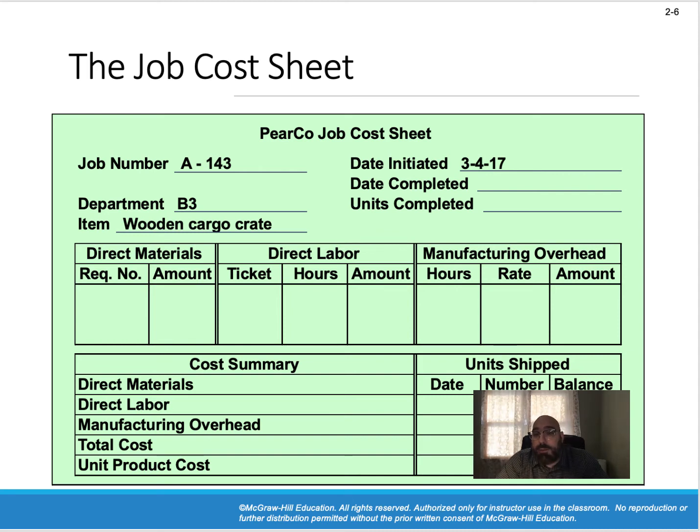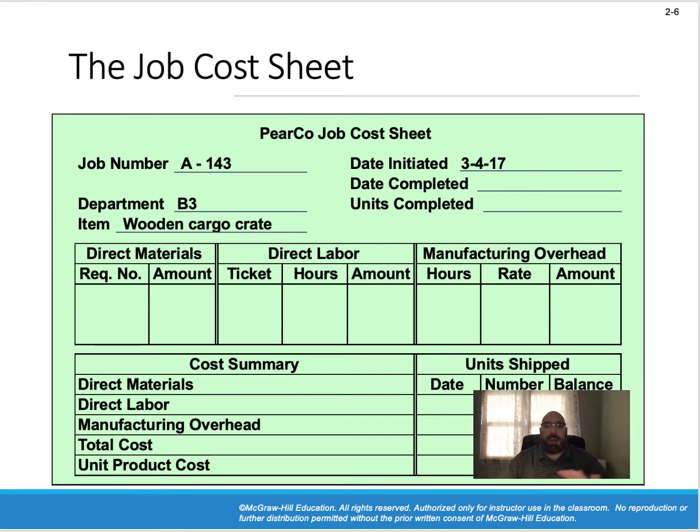We have the Pear Company job cost sheet. Pear Company must be the name of the company. They have a job number. What had happened was, one of their suppliers called them and said, hey, I need, we'll say, 20 wooden cargo crates. But these wooden cargo crates need to be a specific dimension.